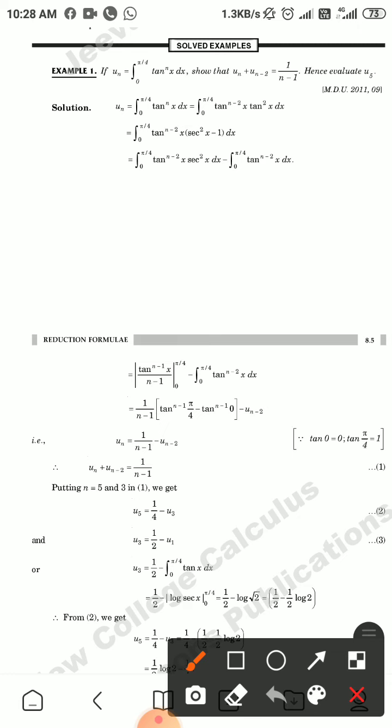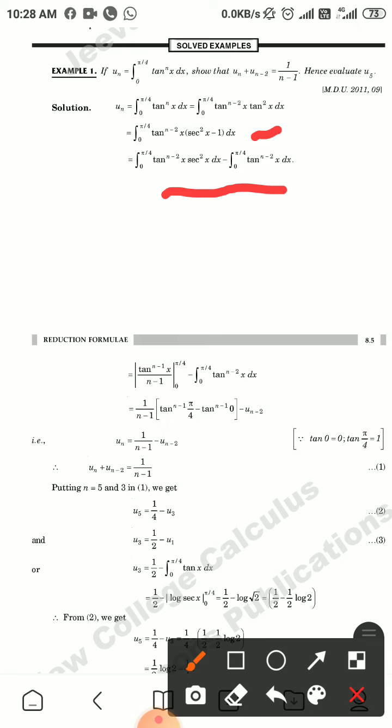Solution: as Un is equal to integral 0 to pi by 4 tangent raised to power n x dx, now this can be written as integral 0 to pi by 4 tangent raised to power n minus 2 x into tangent square x, and tangent square x can be written as secant square x minus 1 dx, and distribute the integral as integration 0 to pi by 4 tangent raised to power n minus 2 x secant square x dx minus integration 0 to pi by 4 tangent raised to power n minus 2 x dx.